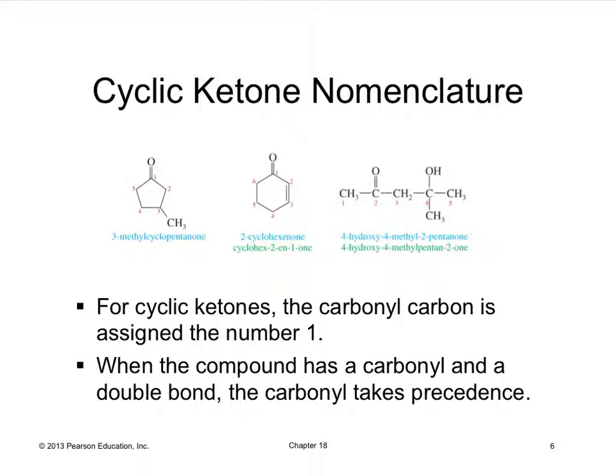In terms of cyclic ketones, the carbonyl carbon is assigned number 1. When the compound has a carbonyl and a double bond, the carbonyl takes precedence. So here's 1, 2, 3, 4, 5. So it's cyclopentanone, at the 3 position, 3-methylcyclopentanone. Here's one with a double bond. So it's cyclohexanone. It's a cyclohexene. So it's at 2. The ene, so it's cyclohex-2-en-1-one.